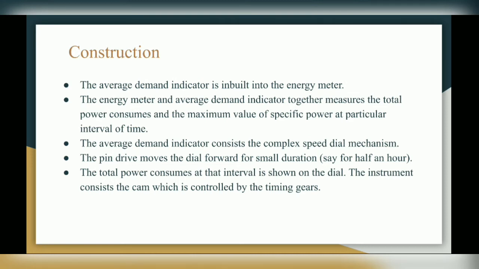The maximum demand indicator consists of a complex speed dial mechanism. The pin drive moves the dial forward for a small duration, say for half an hour. The total power consumed at that interval is shown on the dial. The instrument consists of the cam, which is controlled by the timing gears.